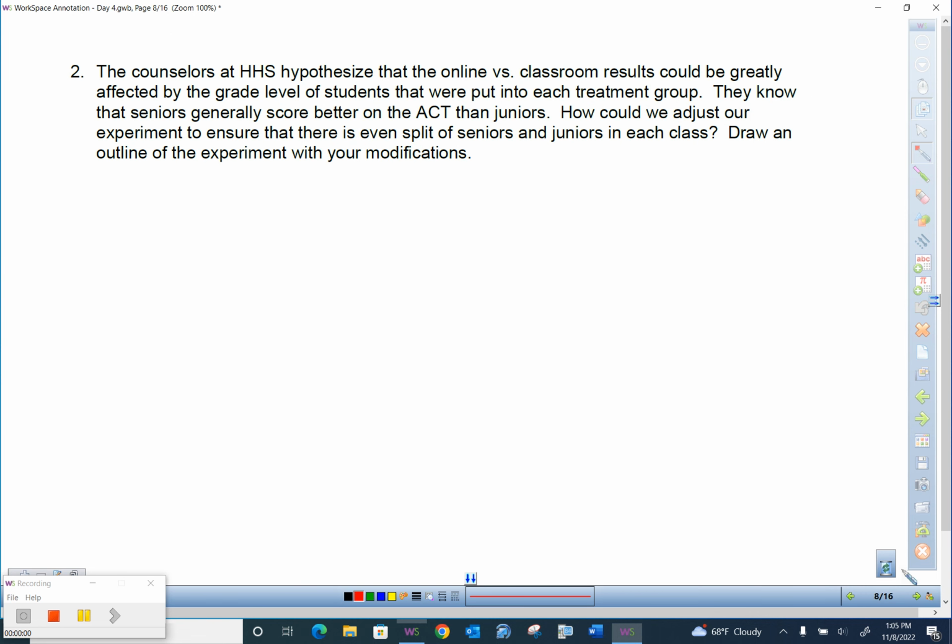It says, the counselors at Hayes High hypothesized that online versus classroom results could be greatly affected by the grade level of students. So we're going to take this another notch, and we're going to try to help break it down by grade level of student as well. It says, they know that seniors generally score better on the ACT than juniors. How could we adjust our experiment to ensure that there is an even split of juniors and seniors in each class? Draw an outline of the experiment with your modifications.